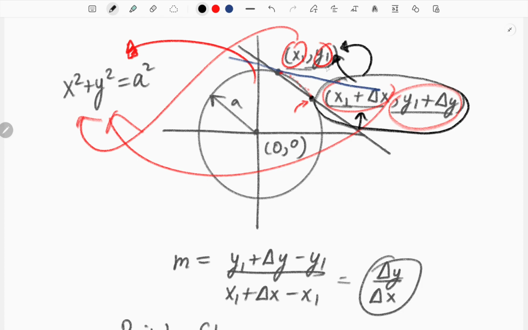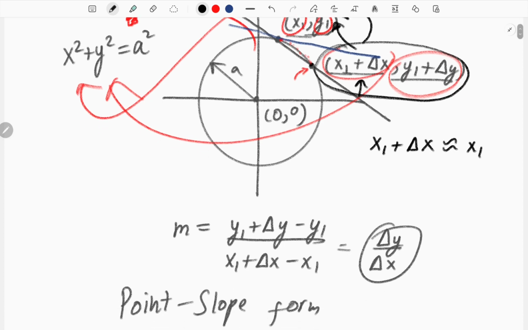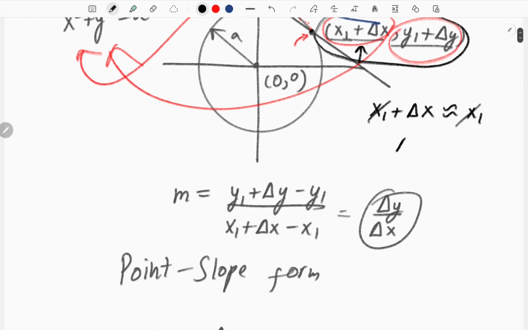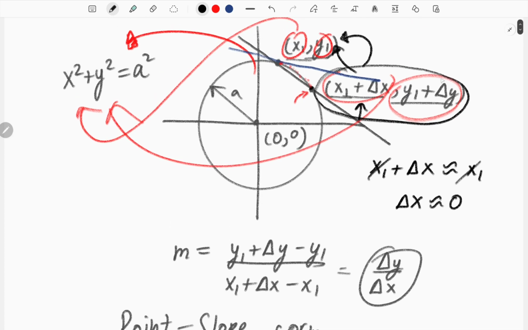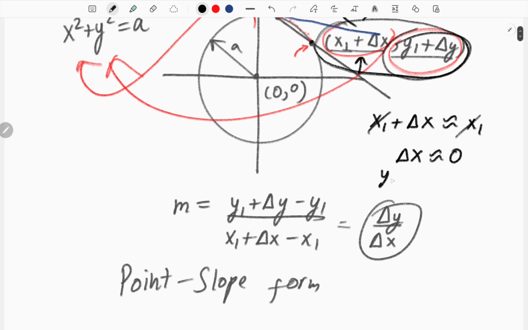So how do we get this point as close to that point as possible? Well, we need x1 plus delta x to be almost equal to x1. And from that we get that delta x should be almost equal to 0. And from here, the same thing, y1 plus delta y almost equal to y1. We get delta y, which is almost equal to 0.